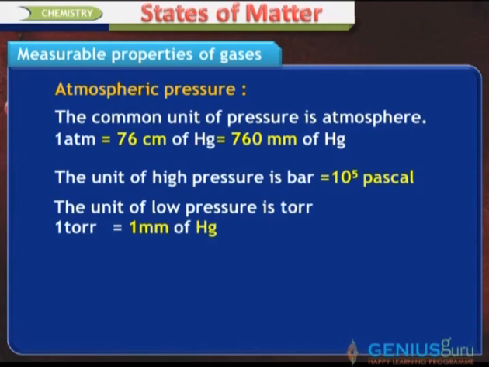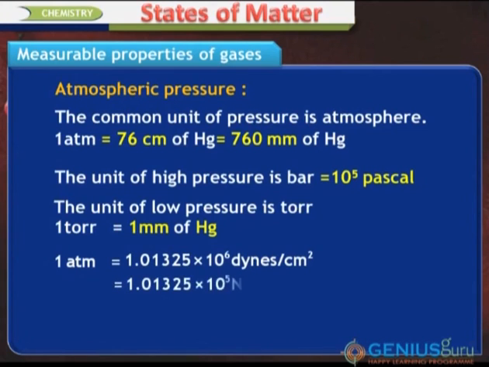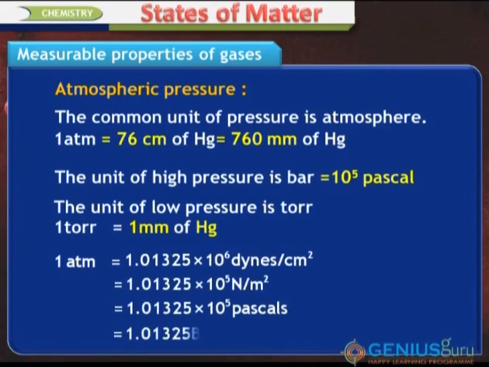Here is a conversion between the atmosphere and different units. 1 atmosphere is equal to 1.01325 into 10 power 6 dynes per centimeter square, which is equal to 1.01325 into 10 power 5 newtons per meter square, and so on. This is also given by 760 torr. So you should remember all these conversions of pressure units.